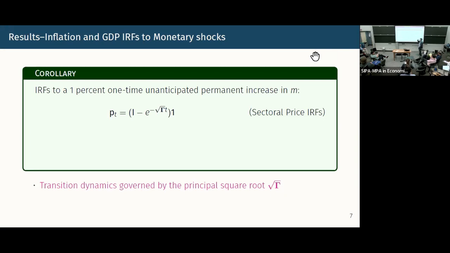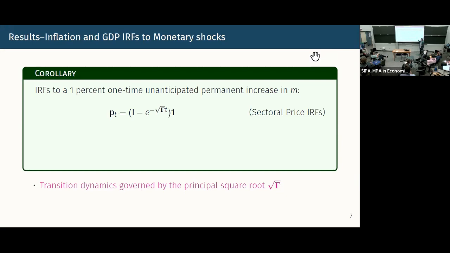Then prices eventually have to increase by 1% because in the long run, I should have neutrality. At time zero, prices don't increase because no one has had a chance to change their prices. But how fast we get there depends on the square root of this gamma matrix. Let me just skip the intuition of why the square root shows up. In one sentence, it shows up because prices are partly set in a forward-looking way, but not fully, because you take into account that with some probability you will change your prices in the future. So that's why the square root shows up.